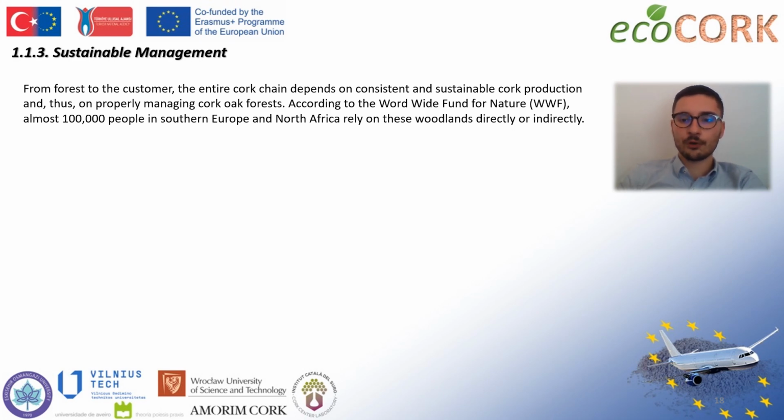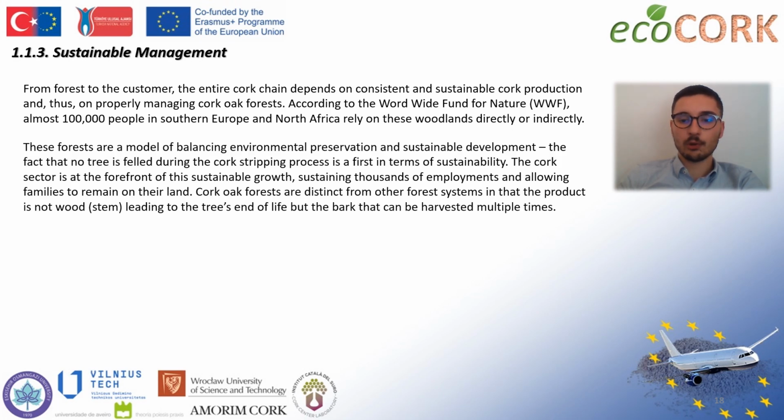The Worldwide Fund for Nature says that nearly 100,000 people in southern Europe and North Africa depend directly or indirectly on these woodlands. These forests are a great example of how to protect the environment while still making progress. For example, no trees are cut down during the cork stripping process, which is a first in terms of sustainability. Cork oak forests are different from other types of forest because the product is not wood, which kills the tree, but the bark, which can be taken from the tree more than once.